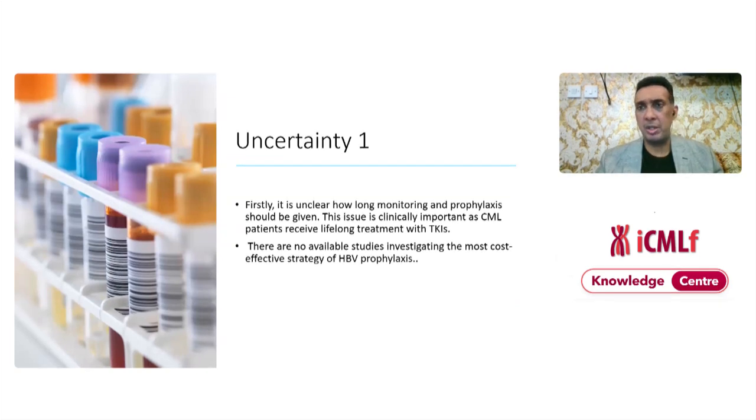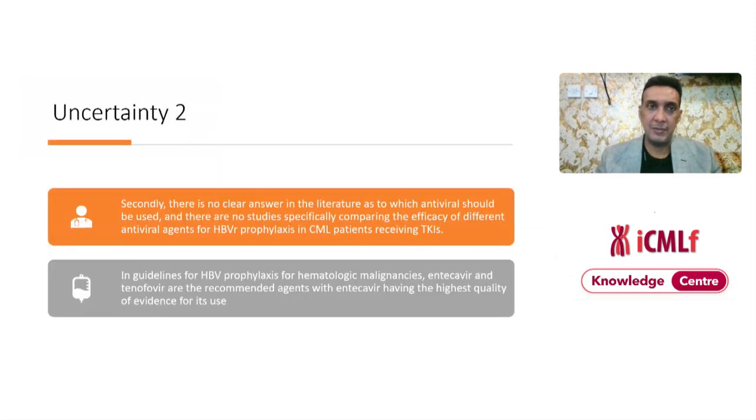That's not the whole story, because there are areas of uncertainty, and most likely we are talking about 2 areas of uncertainty. The first area of uncertainty: it's unclear how long monitoring and prophylaxis should be given. This issue is clinically important, as CML patients receive lifelong treatment with tyrosine kinase inhibitors, apart from a small group which can go for treatment-free remission.